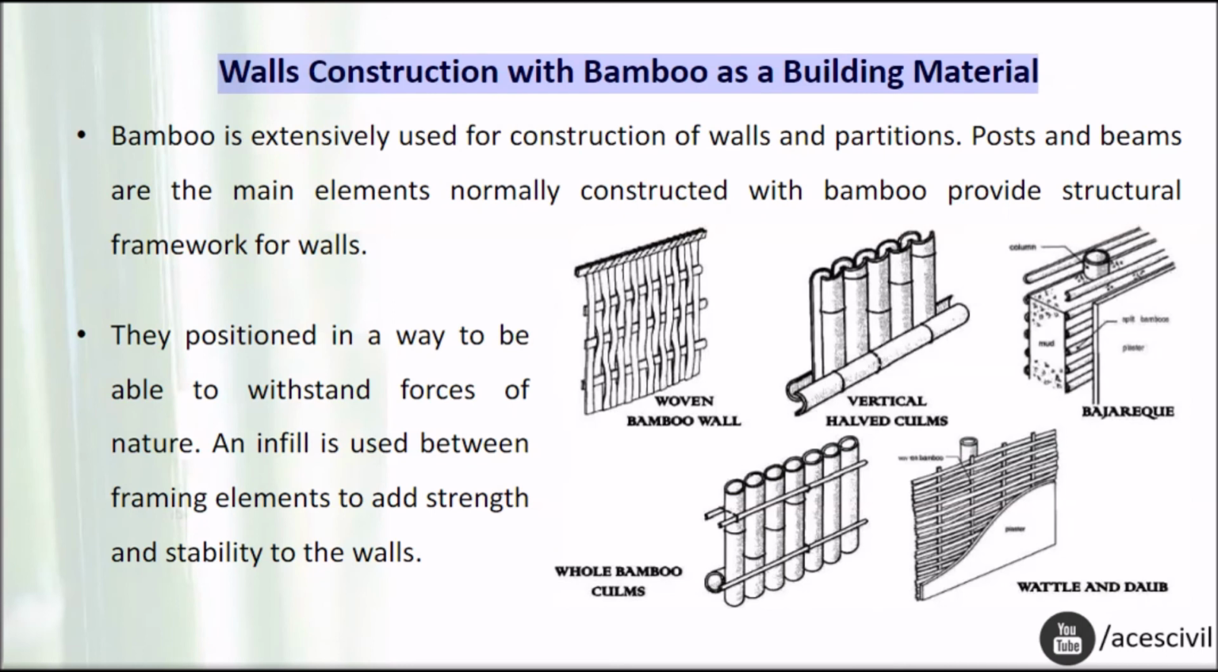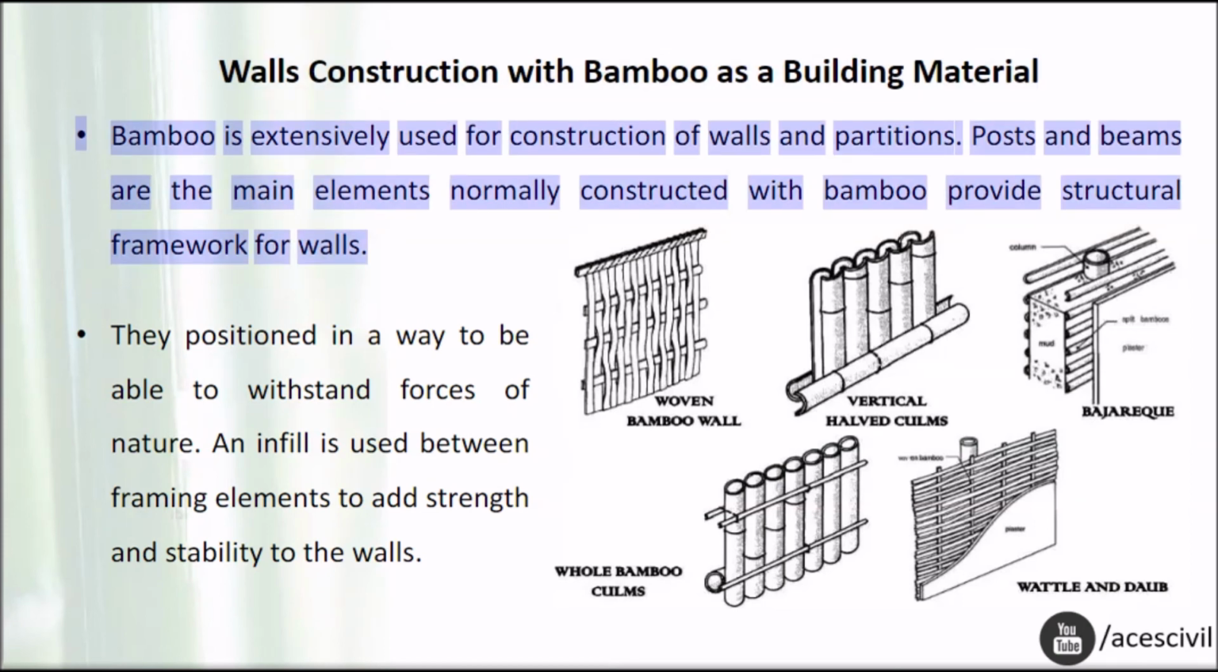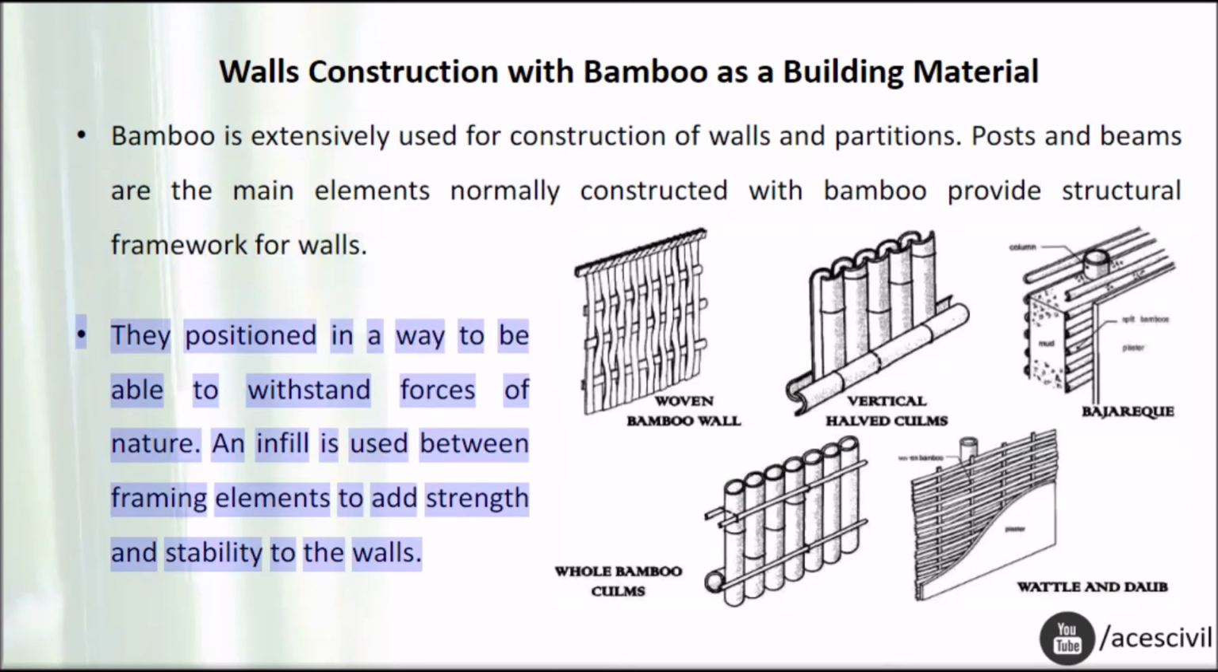Wall construction with bamboo as a building material. Bamboo is extensively used for construction of walls and partitions. Posts and beams are the main elements normally constructed with bamboo, providing the structural framework for walls. They are positioned in a way to be able to withstand forces of nature. An infill is used between framing elements to add strength and stability to the walls.